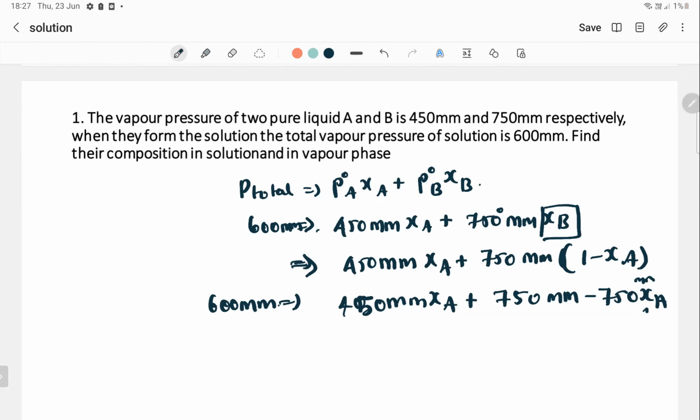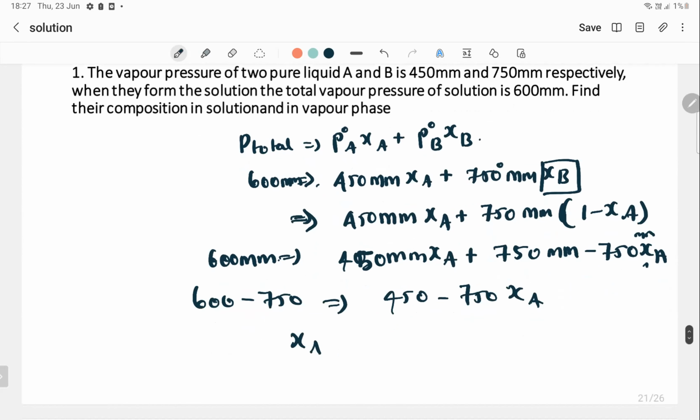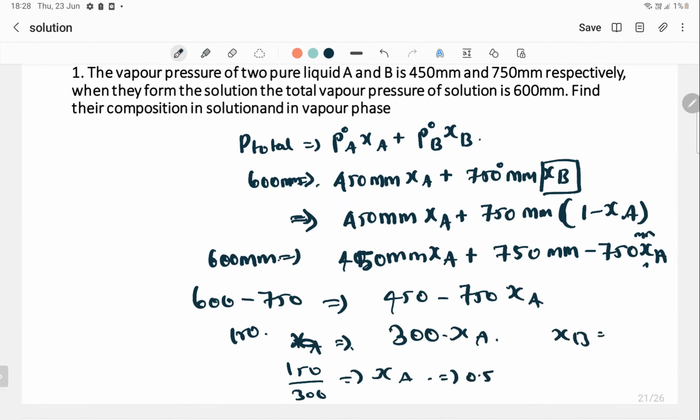Six hundred minus 300, 300 divided by... Divided by 300 is... What is the vapor phase answer?